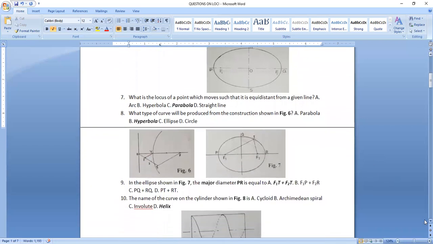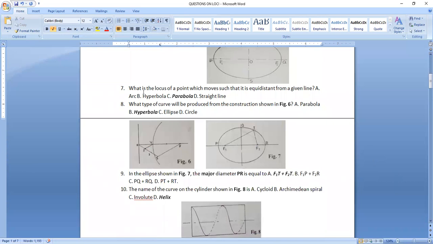Then we come to question 7, which says: what is the locus of a point which moves such that it is equidistant from a given line?